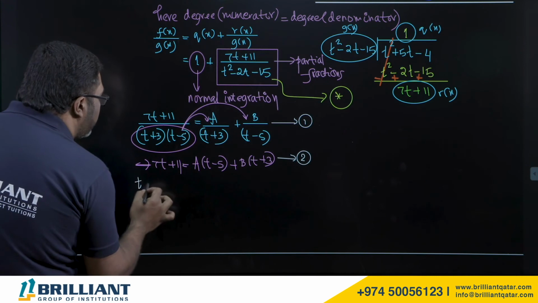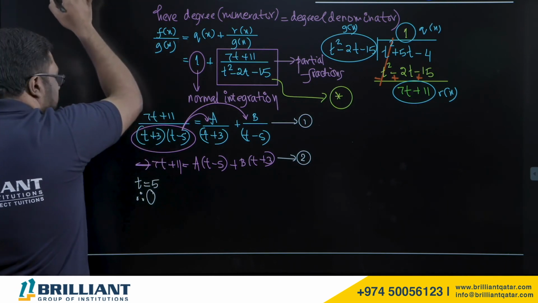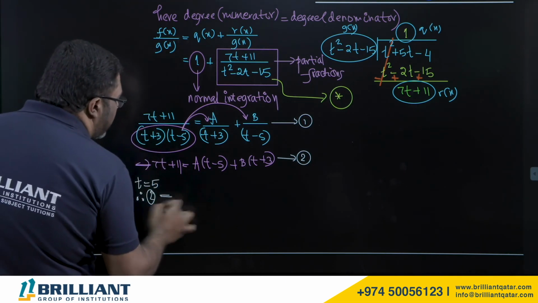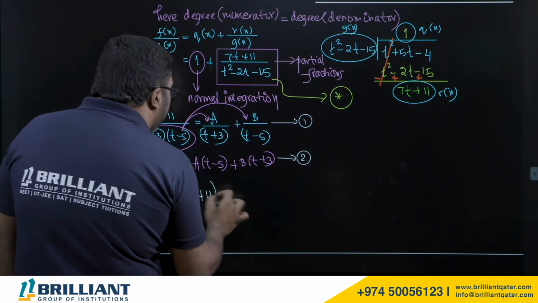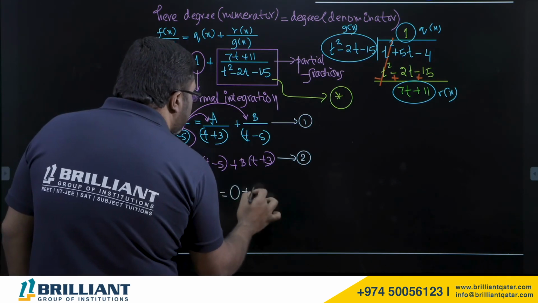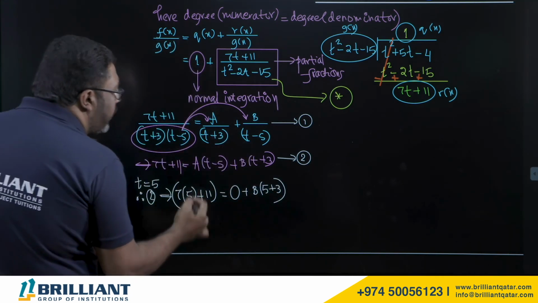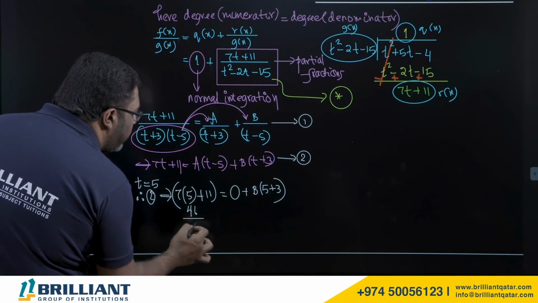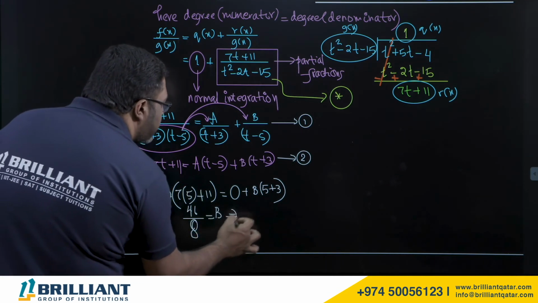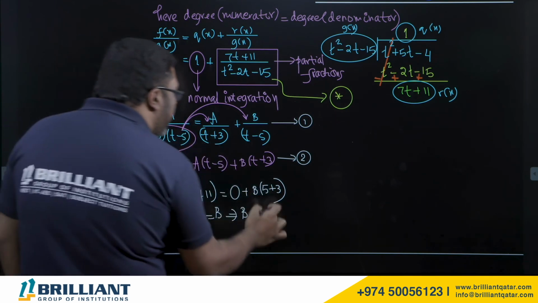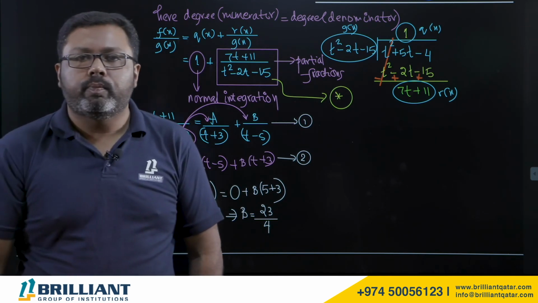So t is equal to 5. Therefore, equation number 2 implies 7 into 5 plus 11 is equal to 0 plus B into (5 plus 3). 7 5s are 35, 35 plus 11 is 46. 46 divided by 8 is equal to B. That implies B is equal to 23 divided by 4.